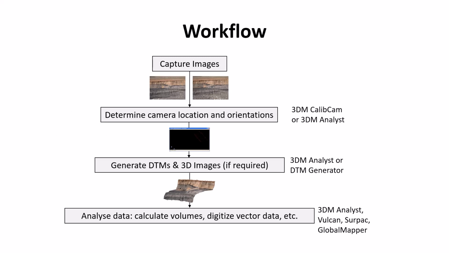So the workflow is that we have to capture some images in the field, and then we'll use 3DM CalibCam or 3DM Analyst, depending on how many images you are processing. If you're doing more than a single pair of images, you're going to start with 3DM CalibCam. And in that processing, we will determine the camera locations and orientations. And then further processing, we end up generating digital terrain models and 3D images and point clouds. And then we can do some mapping and calculations and analysis of those 3D output products and export data to other software applications.